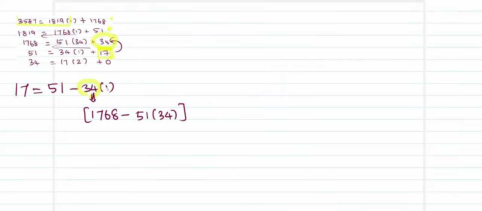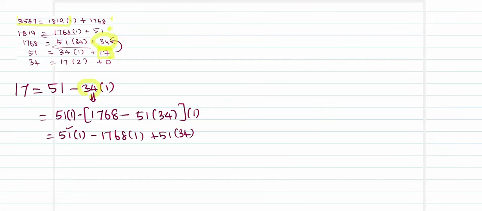But this 34 has to be multiplied by 1. So the expression towards the left has to be multiplied by 1. Don't forget this. So this is 51, which I can write as 51 times 1. On expansion, this becomes 51 times 1 minus 1768 times 1. Minus of minus becomes plus. 51 times 34 times 1 is 34.